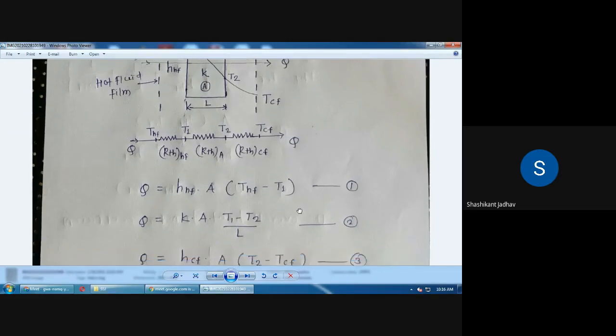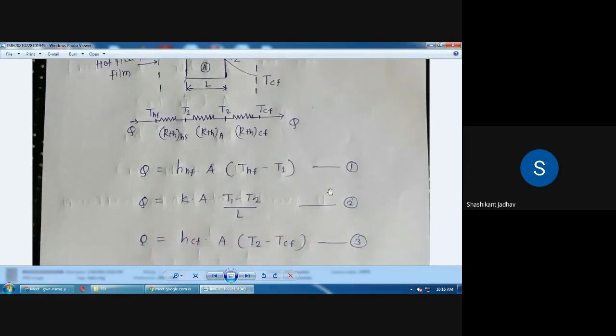And similarly, we have to write down the equation for layer 3. Q is equal to, इथे हीट ट्रान्सफर कोएफिशियंट काय आहे? तर कोल्ड फ्लुइड आहे, म्हणून हीट ट्रान्सफर कोएफिशियंट फॉर द कोल्ड फ्लुइड इनटू एरिया into bracket, what is the temperature difference? T2 minus TCF. TCF is nothing but temperature of the cold fluid. And this is equation number 3. Write down equations 1, 2, 3.